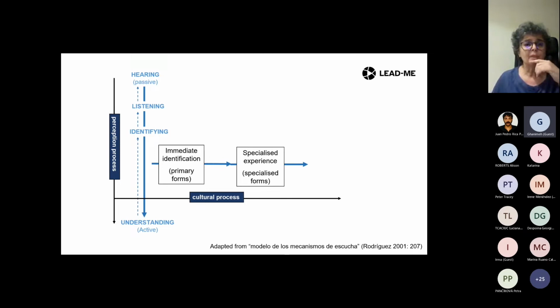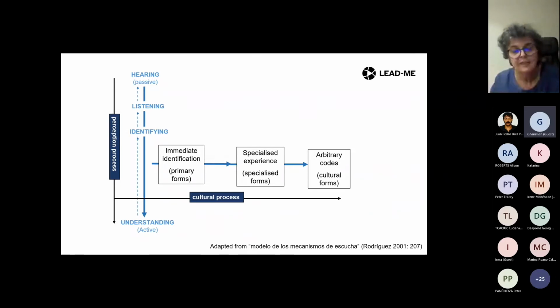The very last and most important element comes when we start decoding arbitrary codes, the cultural forms. And let's think of all that comes with reading sound through culture. Even the sounds that we produce with our bodies, physiological sounds like burping, for instance, can be decoded as rude or might be decoded as a compliment to the cook who cooked a wonderful meal. Let's also think about music and how we all decode music through our cultural understandings.